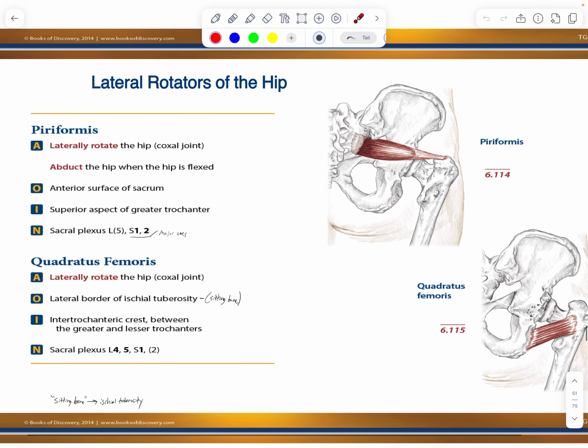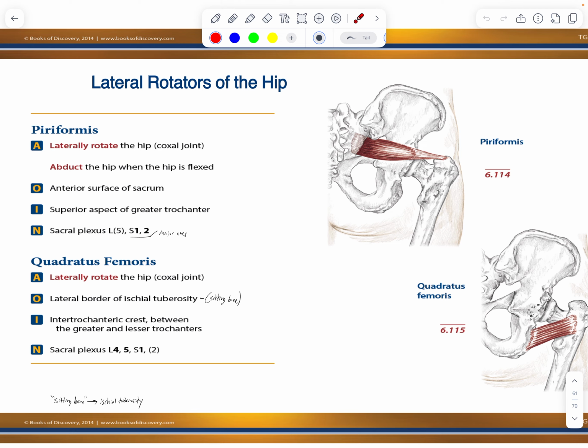We're going to start with the piriformis. So where does this originate? The anterior surface of the sacrum. We can see that right here, and that muscle origin is on that anterior side, if you look closely. Insertion, superior aspect of the greater trochanter, right there.